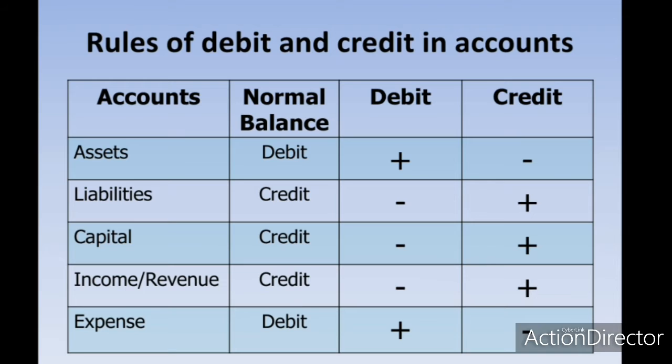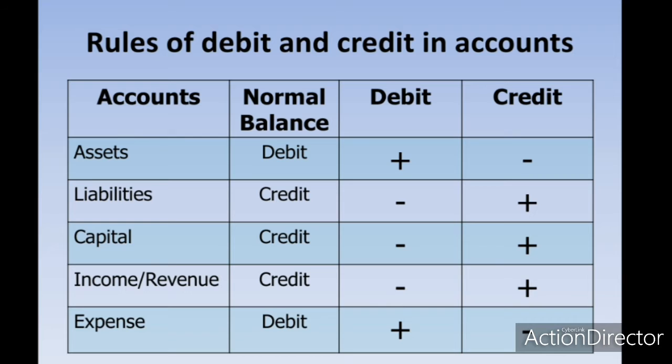First, we have the assets. Its normal balance is debit. If it increases, we put it on the debit. If it decreases, that would be on the credit side. Next, we have the liabilities. Its normal balance is credit. If it decreases, that will be on the debit side. If it increases, that will be on the credit side. We have here the capital. Its normal balance is credit. If it increases, that would be on the credit side. If it decreases, it will be on the debit side.